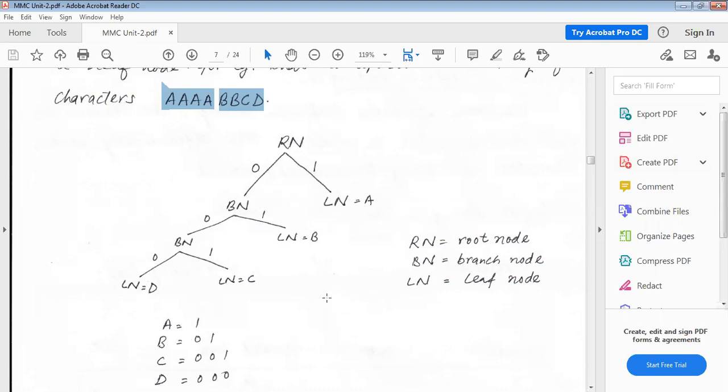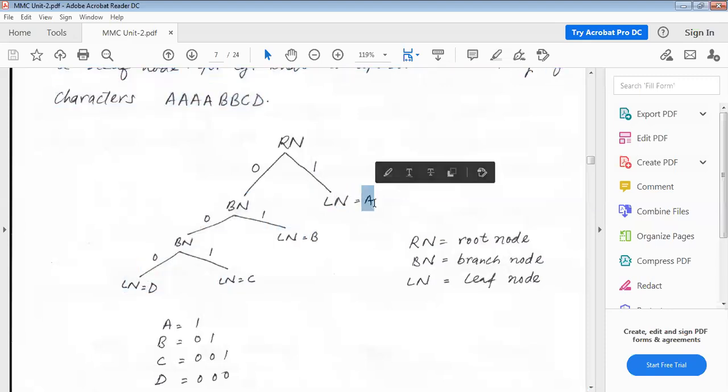Okay, so this is the tree diagram writing procedure. Next, how to write the code for each character A, B, C, D. To write the code word for a character, for example A, what will I do? I will take the value from the root node to the leaf node. See, in this example, the leaf node is A.